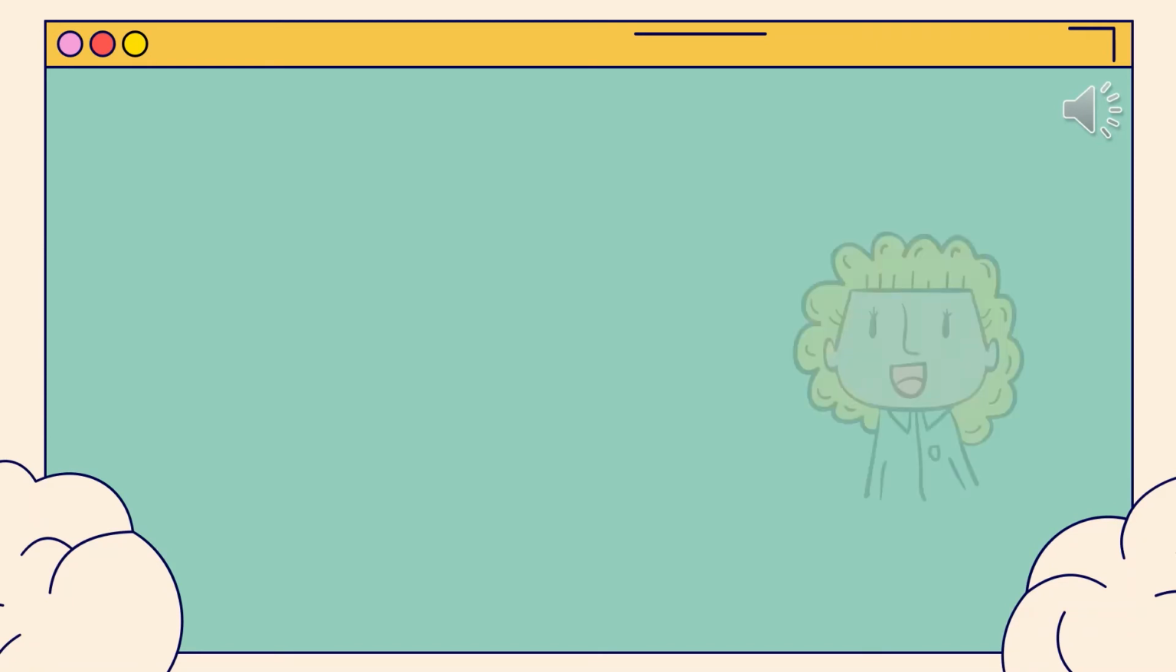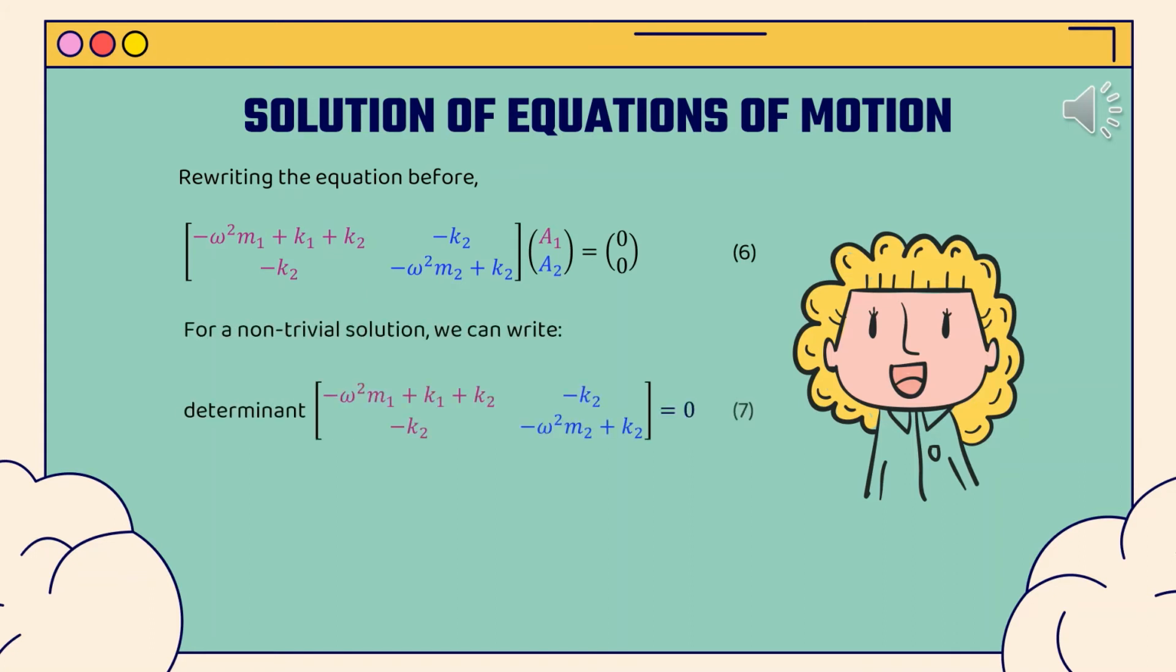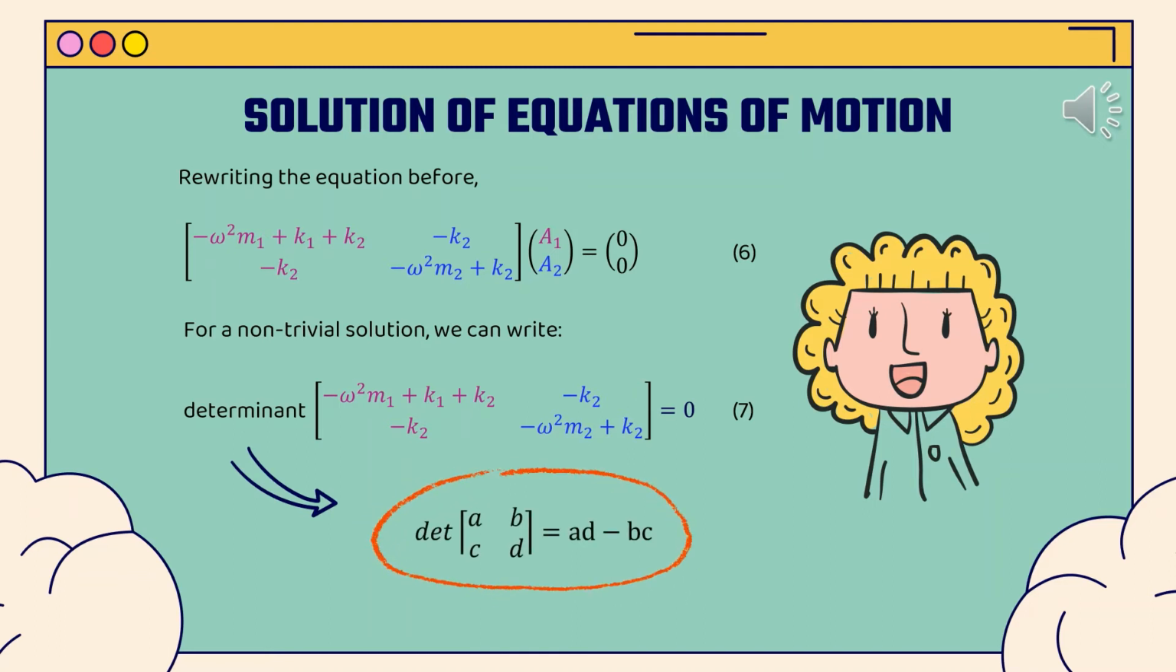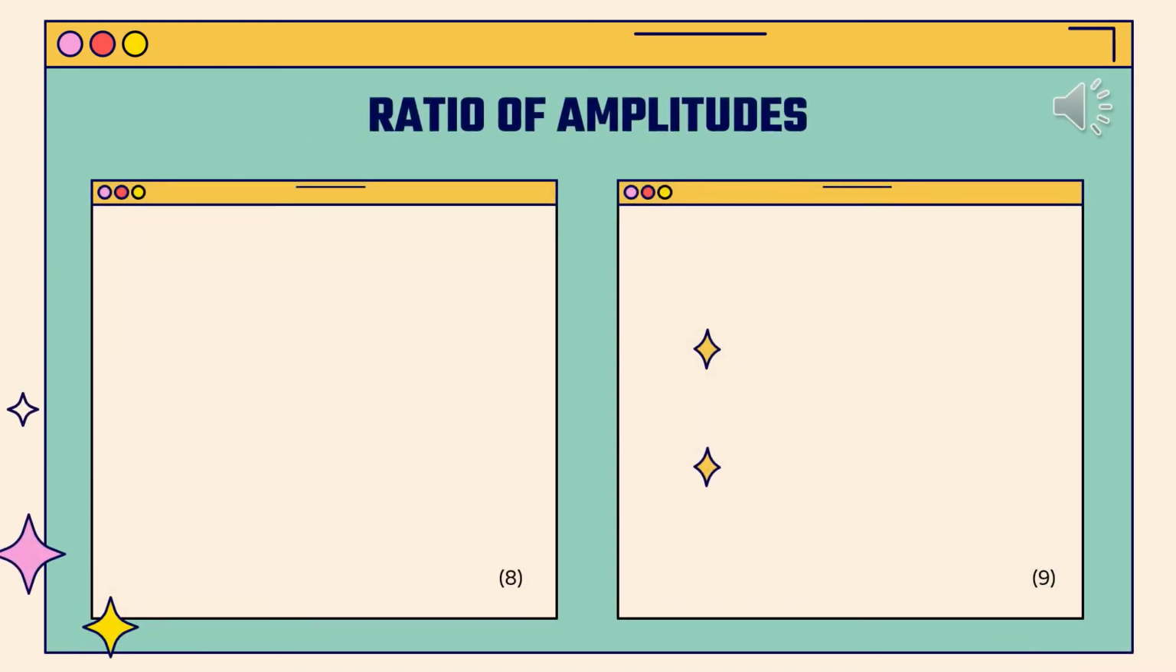By rewriting the equation before, we can get equation 6. For a non-trivial solution, where A1 and A2 are not both 0, the determinant of coefficients of A1 and A2 must be 0, otherwise A1 equals A2 equals 0, which implies that there is no vibration in the system. Now, in order to solve for non-trivial solutions, the determinant of this matrix must be equal to 0. With this equation, we can solve for positive values of omega, and these solutions for omega are called the natural frequencies of the system. Let's say that these values are omega 1 and omega 2.